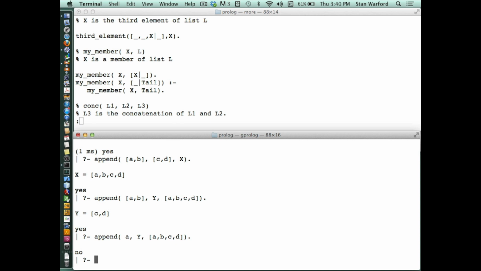So the thing of it is that, just to show you that conc does the same thing, let's go back to this example here, only instead of saying append, let's say conc, which is kind of like our version of conc. See, it does the same thing as append. Are you with me?